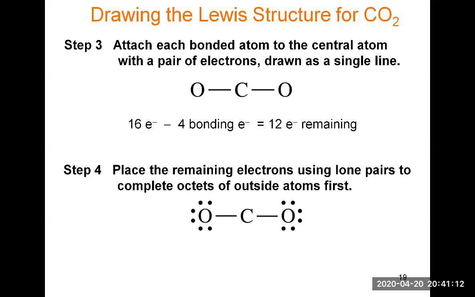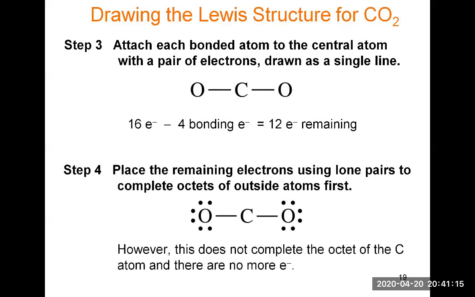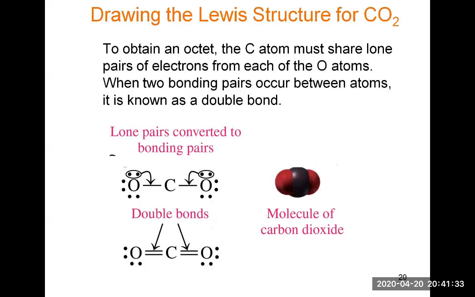So at this point, we have no more electrons available, right? No more electrons available, but carbon doesn't have an octet. So we will need to bring lone pairs and share them to carbon so that it has more electrons. To obtain an octet, the carbon atom must share lone pairs of electrons from each of the oxygens. So each of the oxygens will have to share a lone pair, and that will create 2 double bonds on either side of carbon.